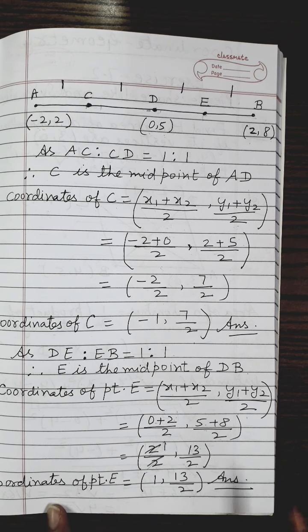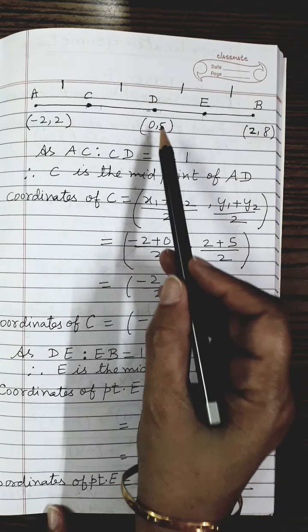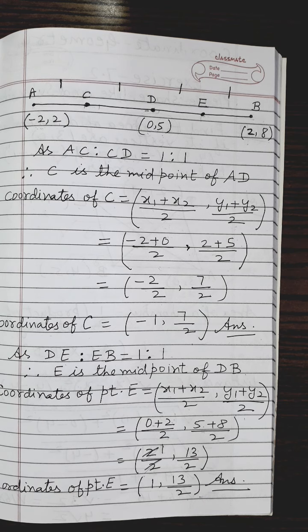So these are your three answers: coordinates of E, coordinates of C and coordinates of D, which in the previous page we calculated as (0, 5). I hope it is clear to you.